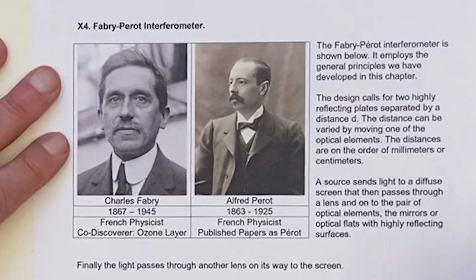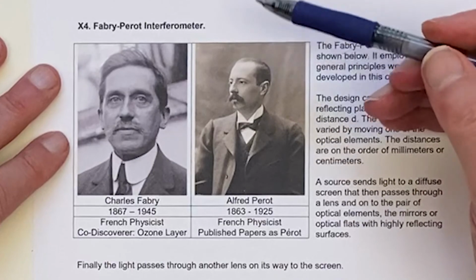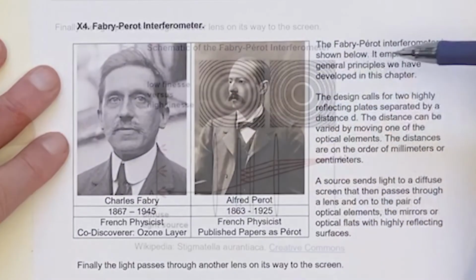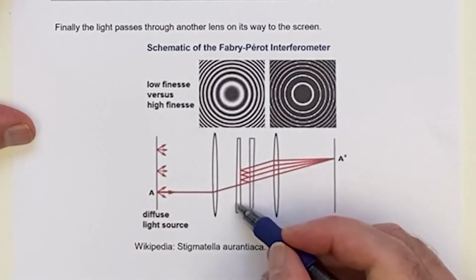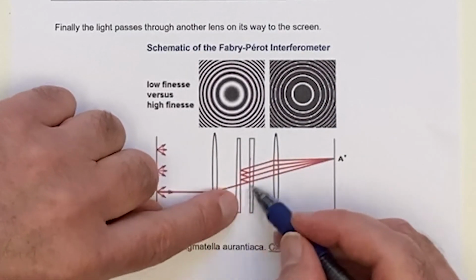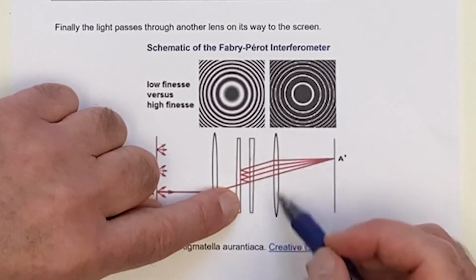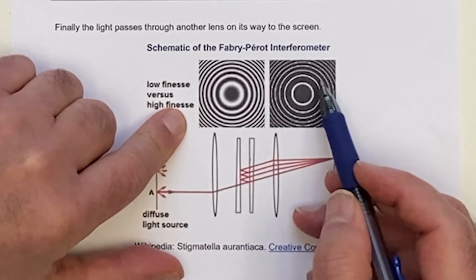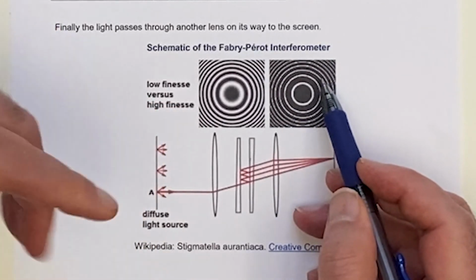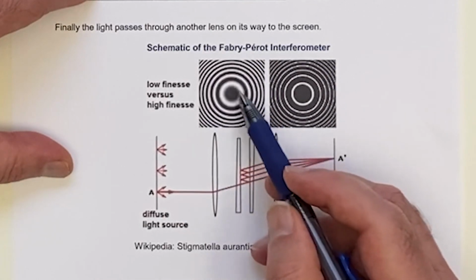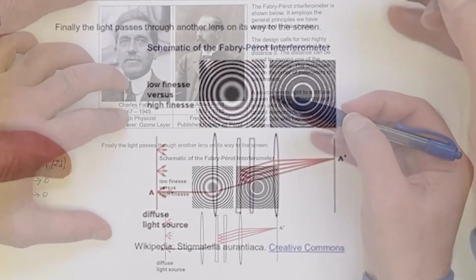Some examples of applications. The Fabry-Perot interferometer works on this principle where you have two devices that can reflect back and forth. There's an optical path difference, and here with the high finesse values, you get nice sharp rings when you have interference effects. And here, this is the effect where the finesse is not so large. So this is one of the applications.